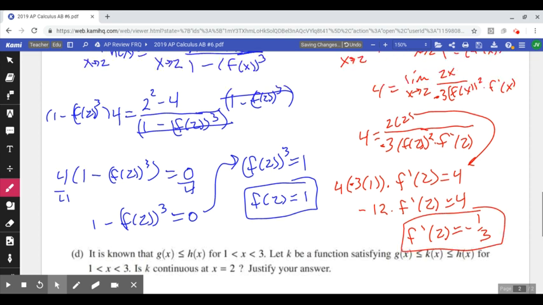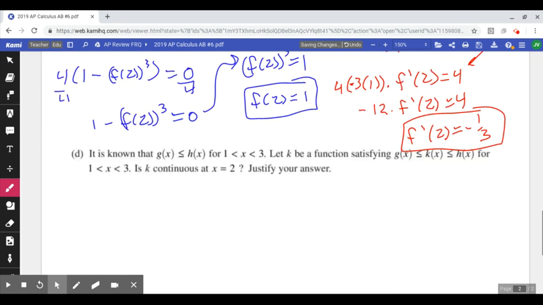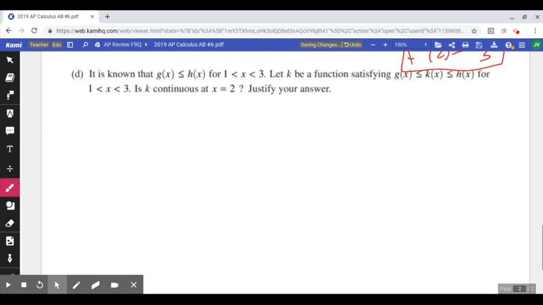So this is a 4-point problem. We got the 2 points for the work in blue, and the breakdown for the work in red would be using L'Hopital's rule. So that would be from this step right here to this step right here, where you take the derivative of the numerator over the derivative of the denominator. The next point would be earned for finding that numerical value for f prime at 2, which happens to be -1/3. We have one part left to do, which is part D.